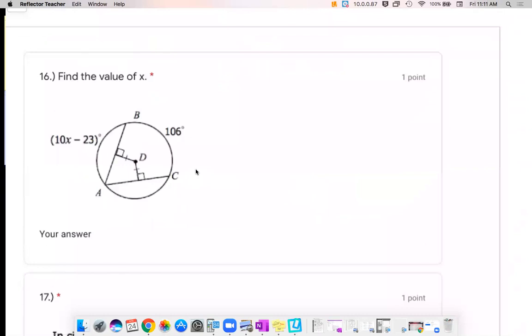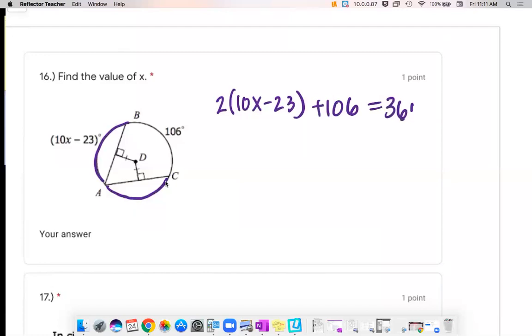So here's what I see. The chords are the same distance away from the center, and the radii are perpendicular to it. That means that these two arcs are congruent, and then they also give us this. So technically we know the arcs of the whole circle. So I know if I do 2 times this 10x minus 23, because these two arc lengths are going to be the same, so there's 2 of them, plus 106, that should equal my full circle, which is 360.